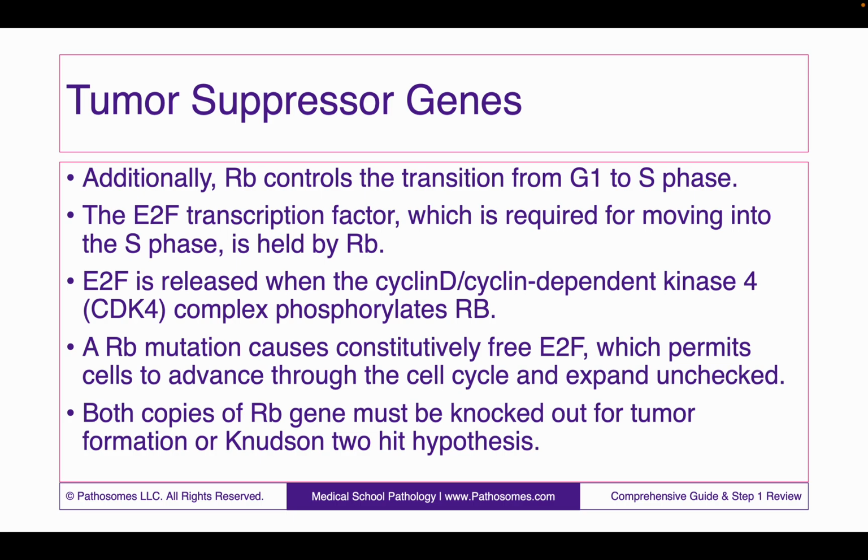Additionally, RB controls the transition from G1 to S phase. The E2F transcription factor, which is required for moving into the S phase, is held by retinoblastoma.